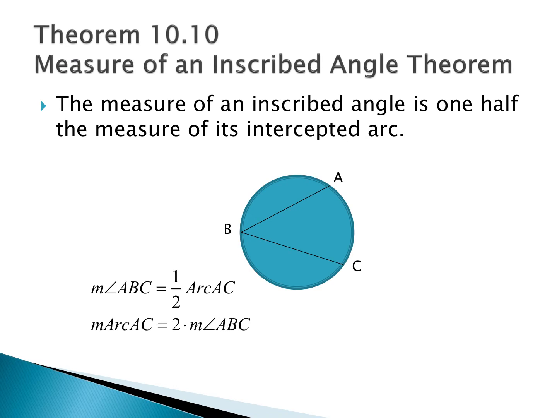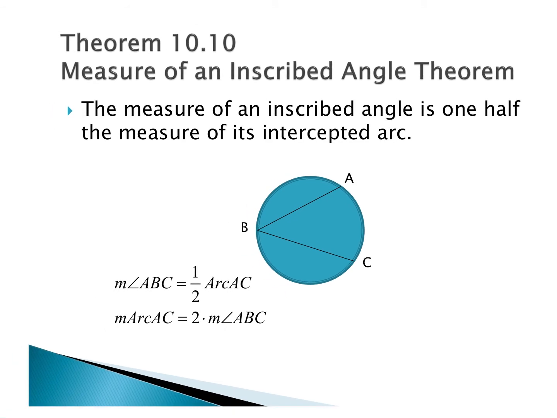So here is the theorem that tells us how to figure out how big the angle is or how big the arc measure is. The angle measure is always going to be half as big as the arc. So let's say I told you in this picture arc AC is 60. Then I know that this inscribed angle is going to be half of that, and it would be 30. If that vertex was at the center, it would be the same. But when it's inscribed, the angle measure will always be half of the arc measure. So this is the measure of an inscribed angle theorem.